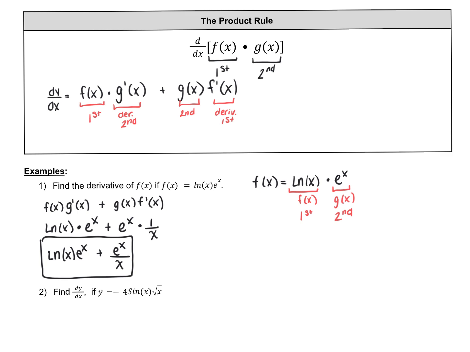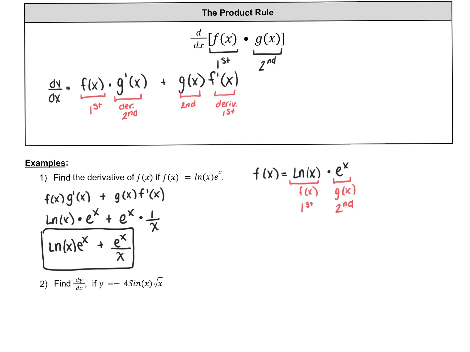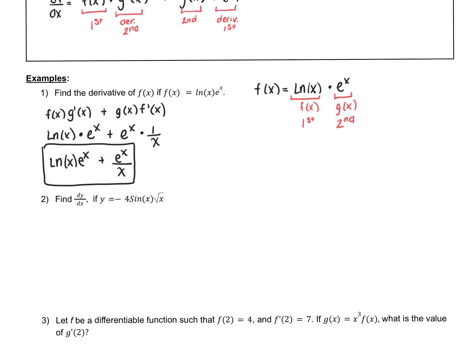Okay, so second question, same thing, another practice one. Find dy dx, find the derivative if y equals this. So again, I'm going to separate it. y equals -4 sine of x times radical x. So that should help you see what the first is and what the second is. So you can call this your f of x or your first. And you can call this your g of x or your second.